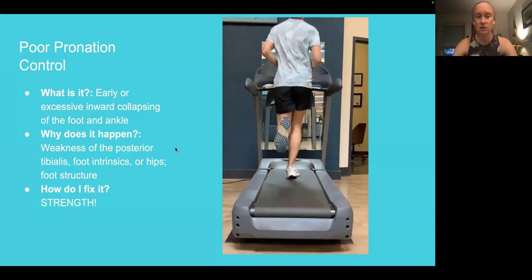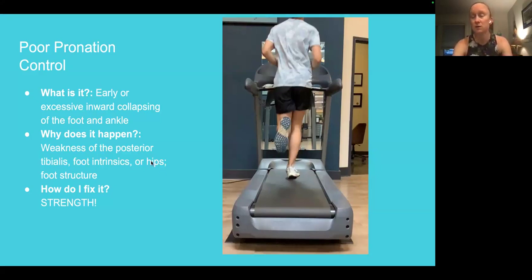So again, pronation is early or excessive, or overpronation. This is not what pronation in general is, but overpronation would be early or excessive inward collapsing of the foot and ankle. So it's a combined movement of everything moving inward. It can happen because of weakness of the posterior tibialis muscle, which I like to call our natural orthotic, or what supports our midfoot from a muscular perspective. Then we have our foot intrinsics, which are the muscles unique to the foot itself, and those play a role in maintaining the arch and controlling midfoot movement.